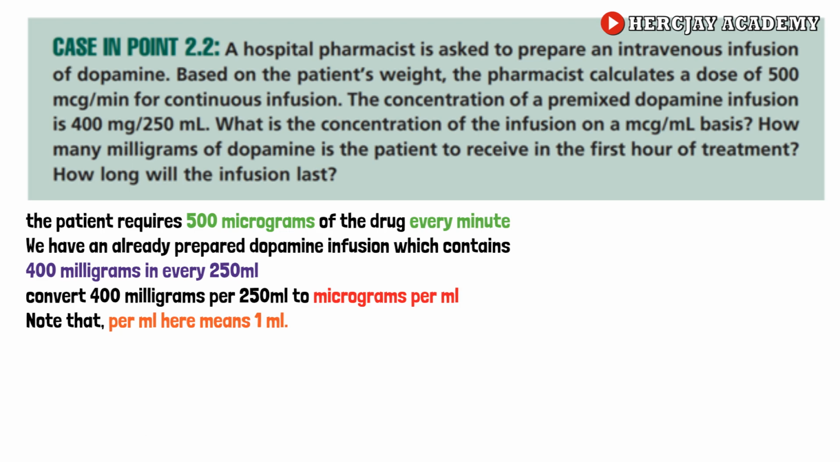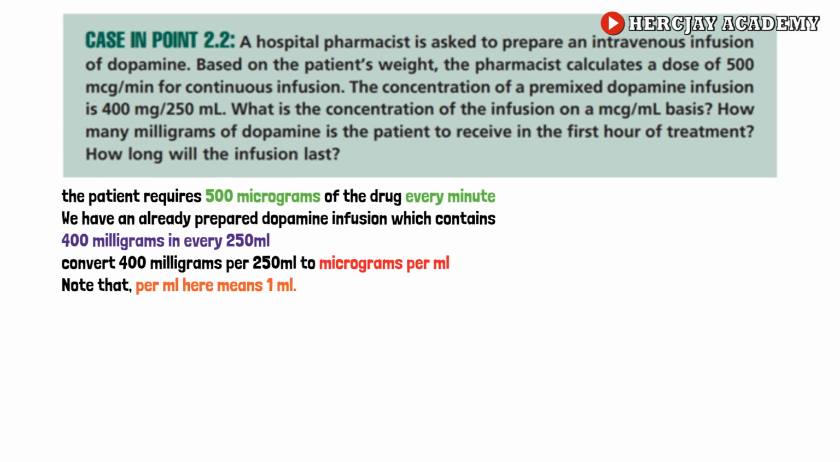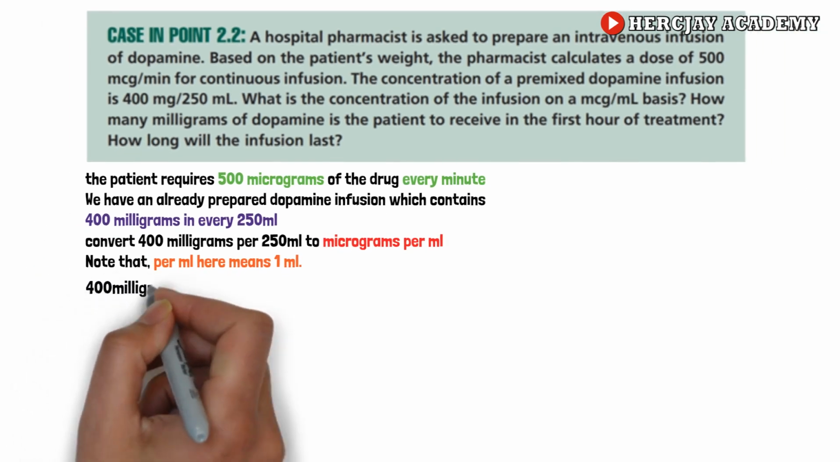In essence, we are asked to state how many micrograms of the drug is in 1 ml of that already existing infusion that we have. We have 400 milligrams in 250 ml. The first step is to determine how many milligrams of the drug is in 1 ml. Then we can convert this amount that is in 1 ml to micrograms. That is all.